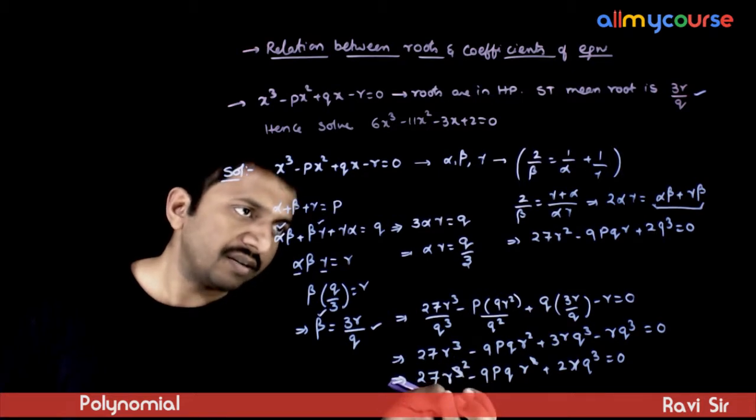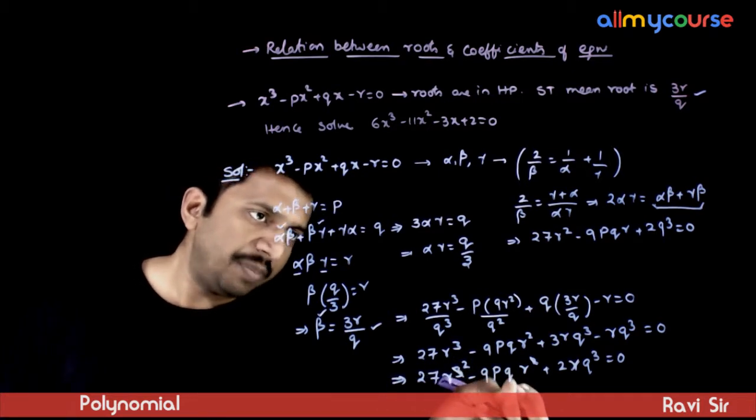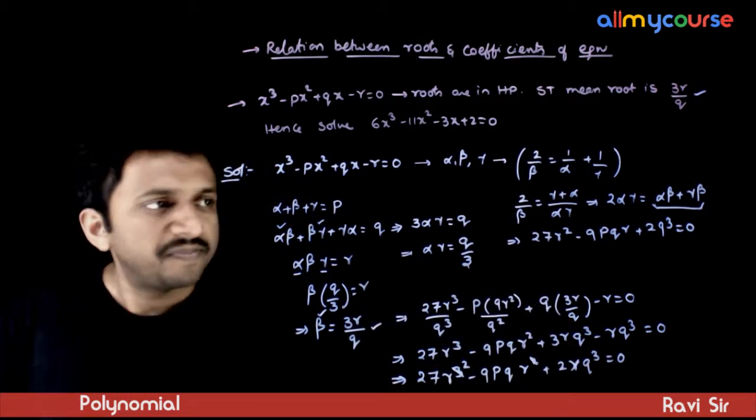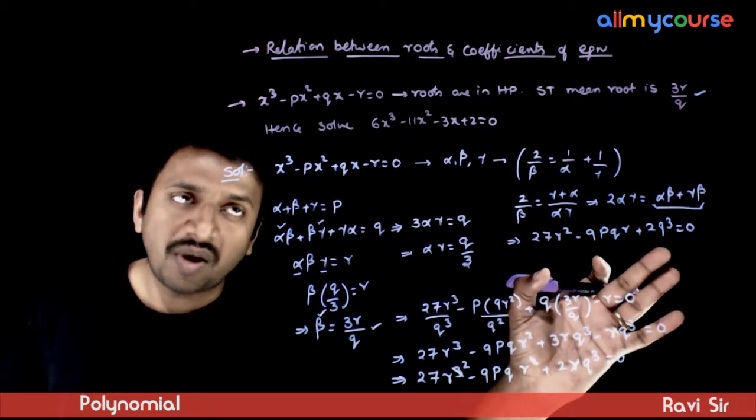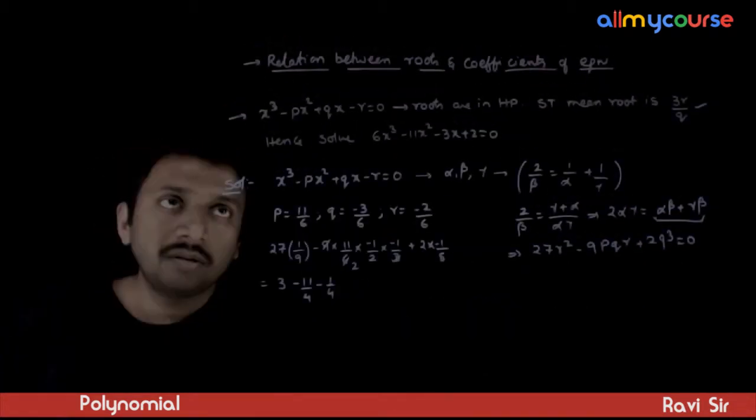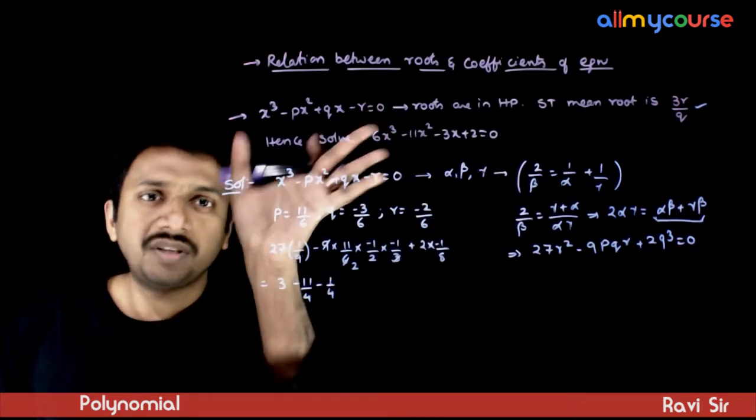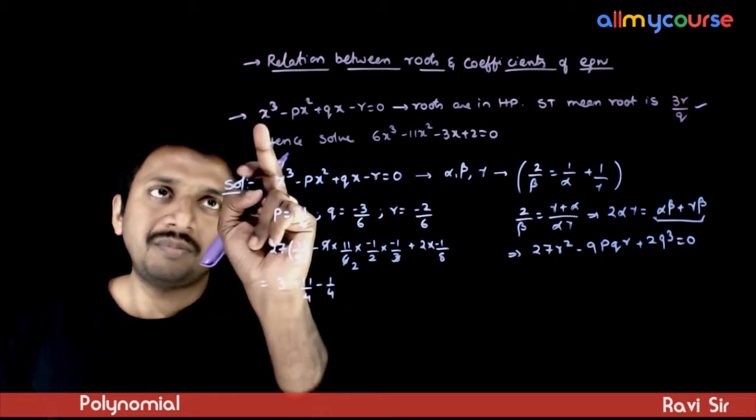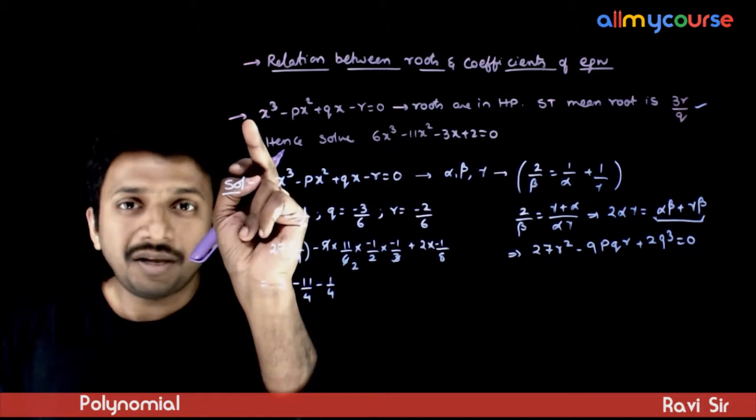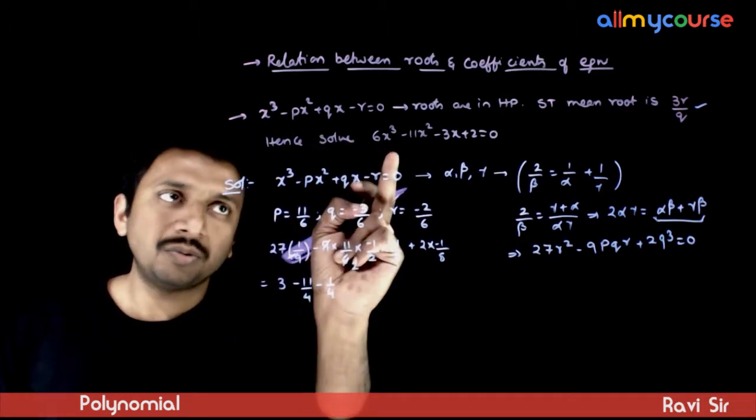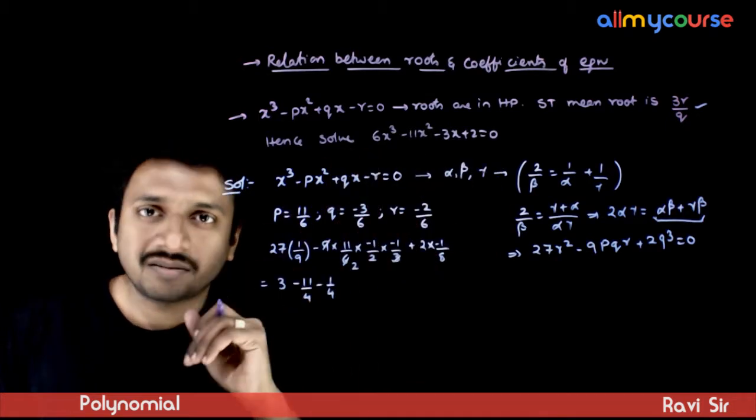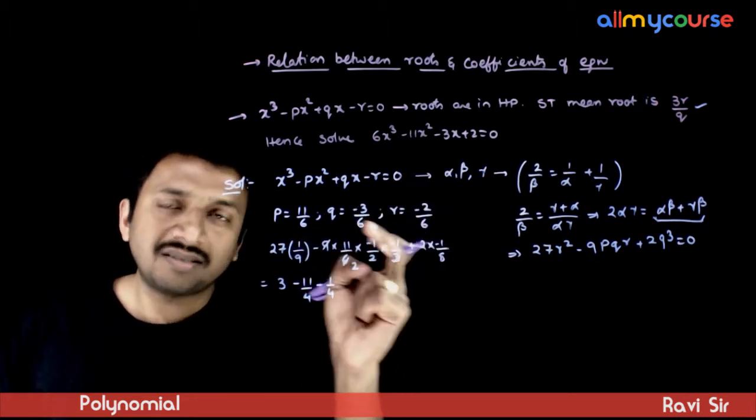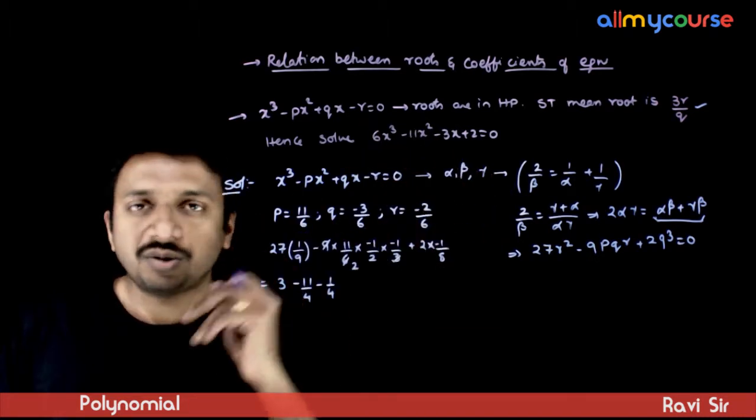27r square minus 9pqr plus 2q cube is equal to 0. Yes. So this is the condition which needs to be valid if the roots are in HP. If you compare this equation with the given equation, what is the value of p? The value of p is 11 by 6, because in the given equation the leading coefficient is 6. To compare these two equations, you need to divide this equation by 6. So p is equal to 11 by 6 by comparison. q is equal to minus 3 by 6 and r is equal to minus 2 by 6.